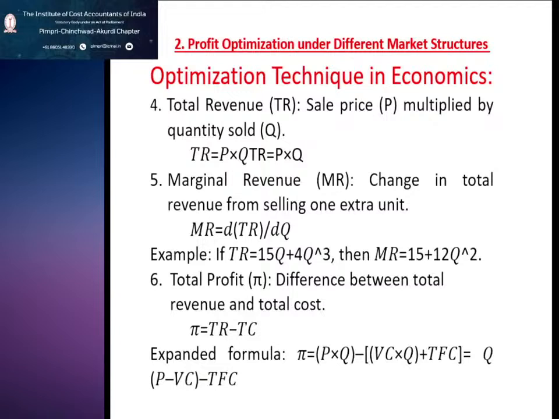The extended formula is pi equal to P × Q, price into quantity sold, minus (variable cost × quantity + total fixed cost), which is equal to Q × (P − VC) − total fixed cost.